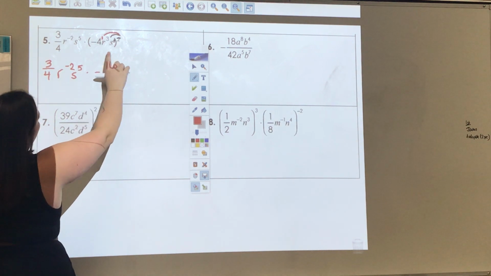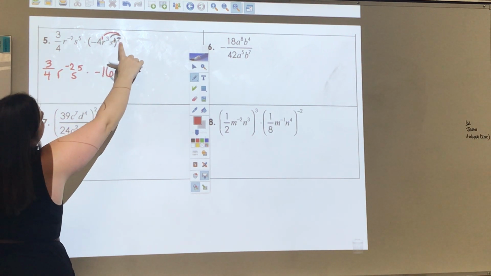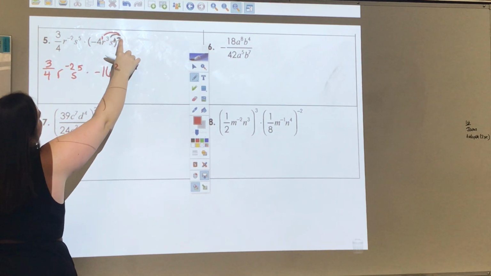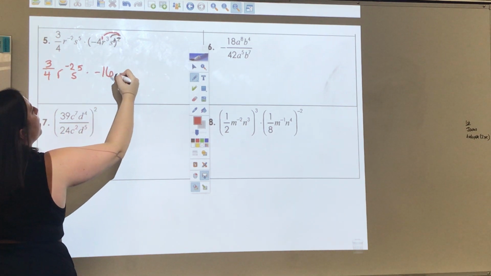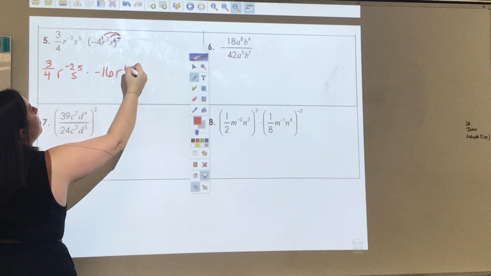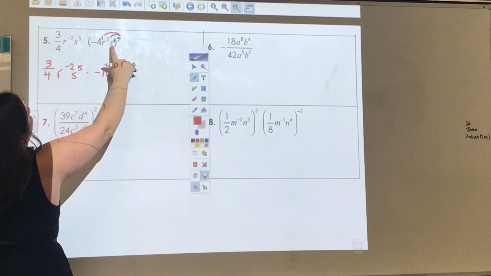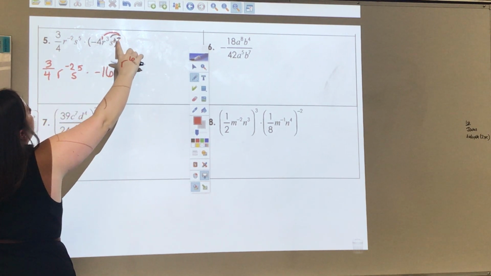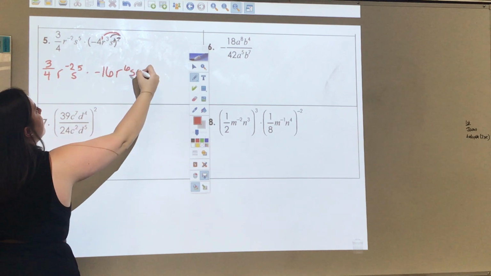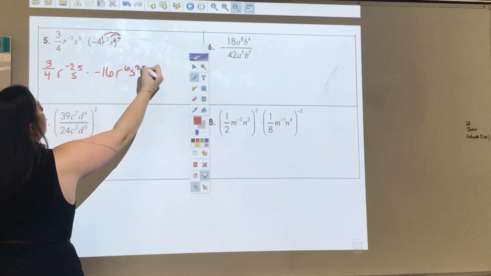Okay, so then we got r to the third raised to the second power, 3 raised to the second power, multiply, so r to the 6th, 3 times 2. And then s right here, s to the first raised to the second power, multiply, s to the second. Okay.